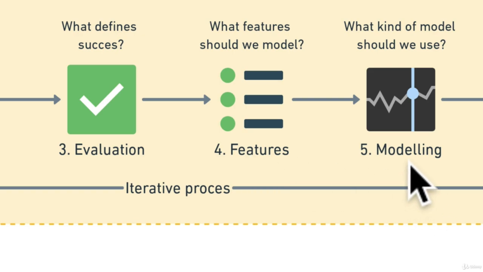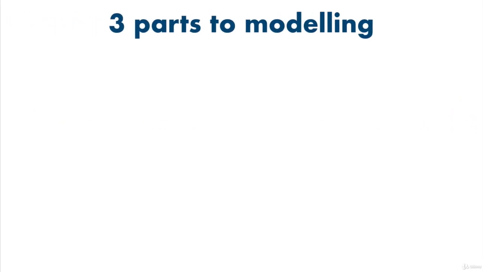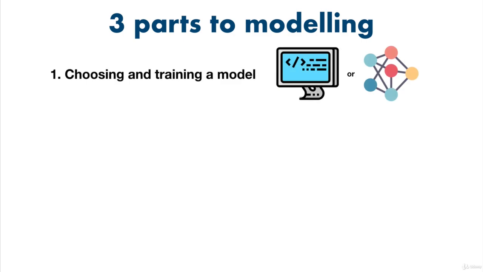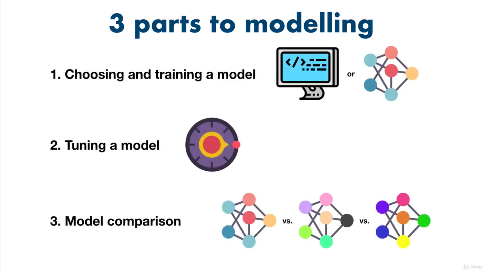Now, there's a few parts to modeling, so we've broken this down into 4 different sections. And we're in section 1. And this is probably the most important concept in machine learning, the 3 sets. Over the whole of modeling, we want to answer the question, based on our problem and data, what machine learning model should we use? Modeling can be broken down into 3 parts: choosing and training a model, tuning a model, and model comparison.